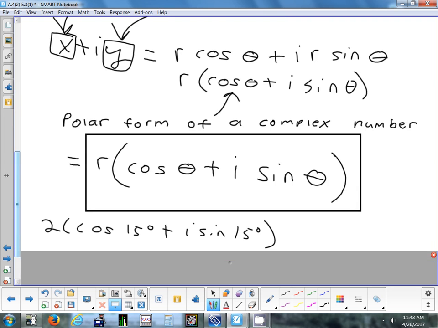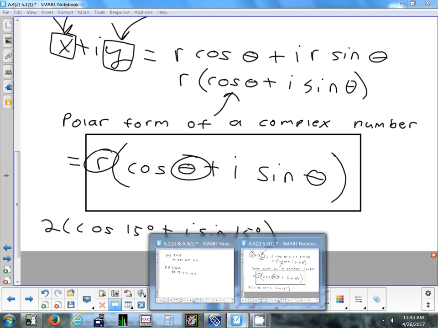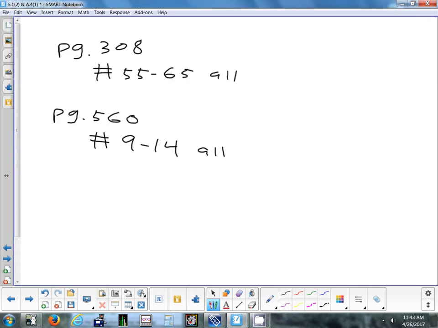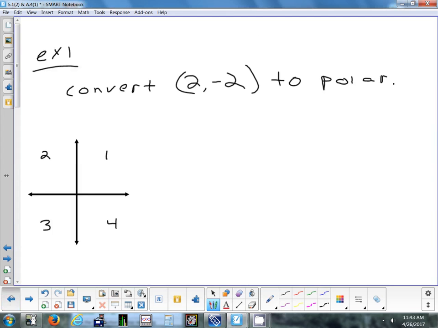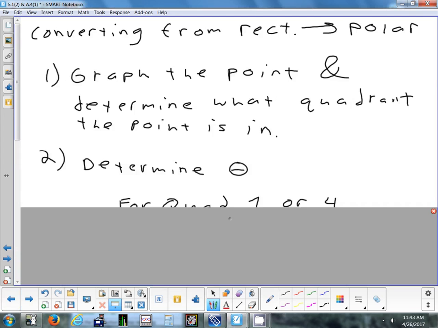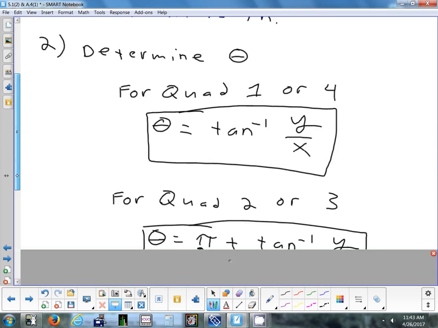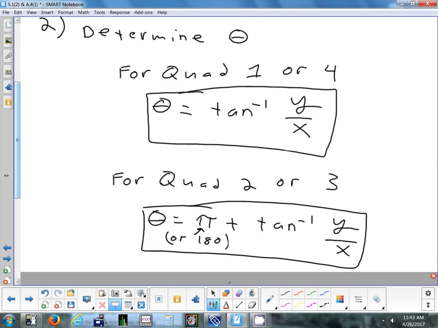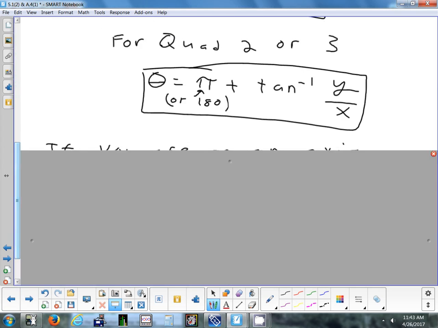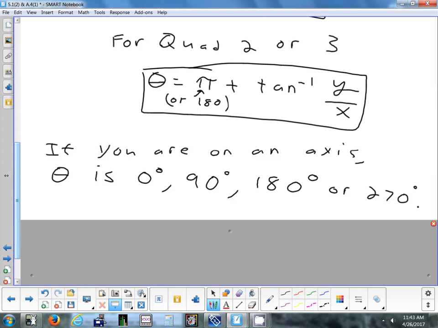So in order to write the final answer, there's two things you need. You have to know r, and you have to know theta. Well, let's see, do I still have it open? Right here. So in order to find r and theta, that's exactly what we did yesterday. This is how you find theta. If you're in quadrants 1 and 4, it's inverse tangent y over x. If you're in 2 and 3, that's 180 plus inverse tangent. So you don't have to write it again. It's exactly what's already in your notes. So that's how to find theta. Same thing if you're on an axis. It's one of those 4.